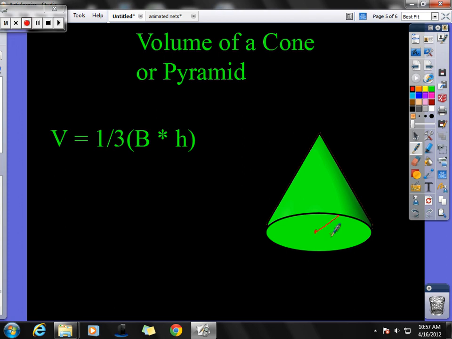So if the radius of that circle were 4 centimeters, the area of that circle, or big B, is going to be pi times radius squared, where r is 4 centimeters squared. We're multiplying it by 3.14.